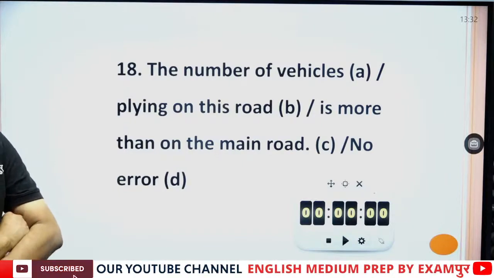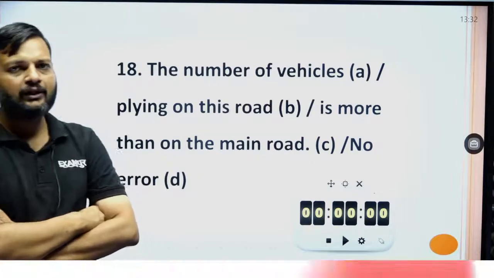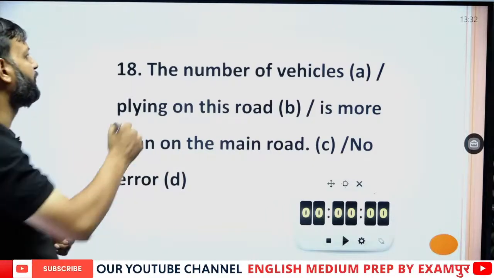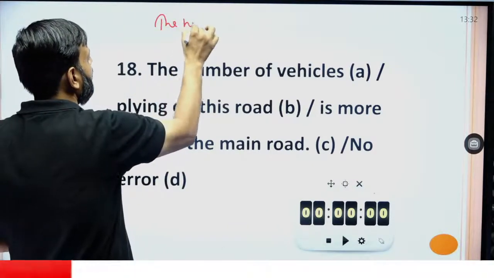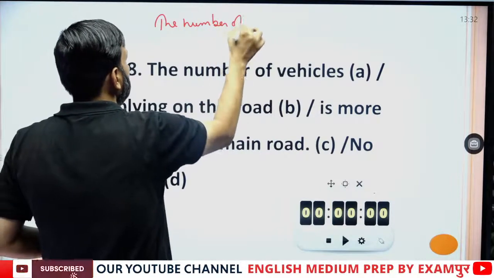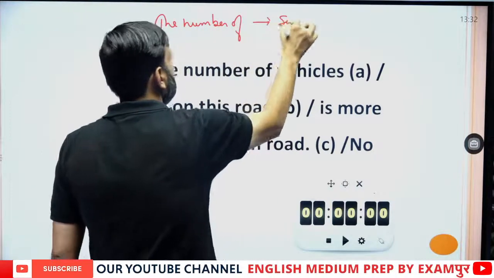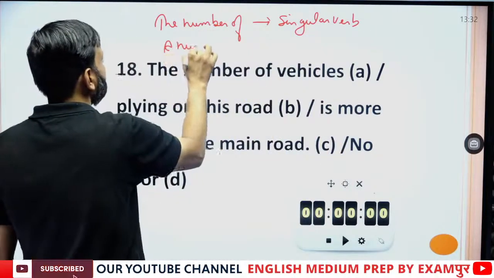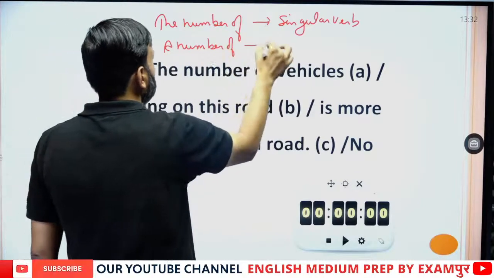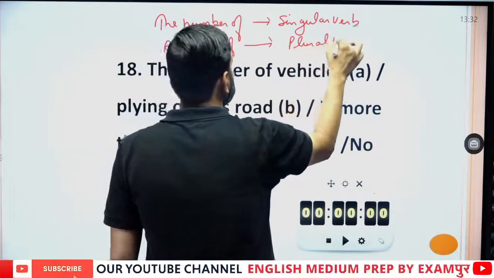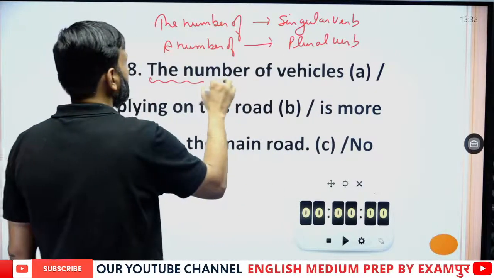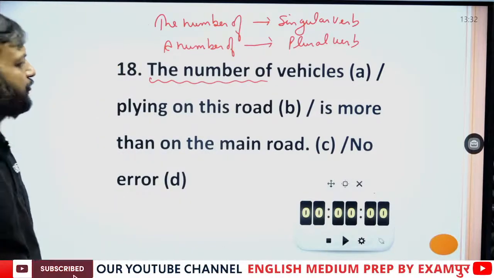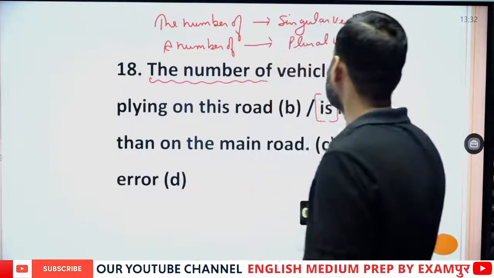Many students get confused whether "the number of vehicles" should be followed by a singular or plural verb. So always remember, "the number of" is followed by a singular verb, and "a number of" is followed by a plural verb. Here we have "the number of", which should be followed by a singular verb, and the singular verb here is absolutely correct.